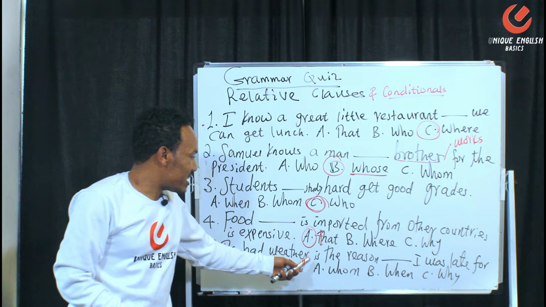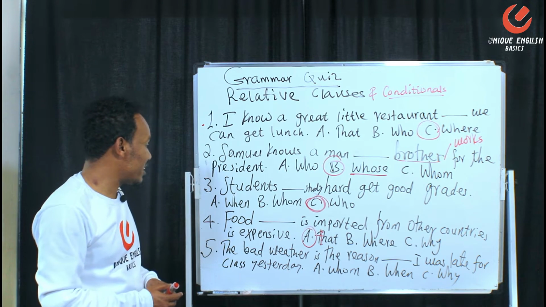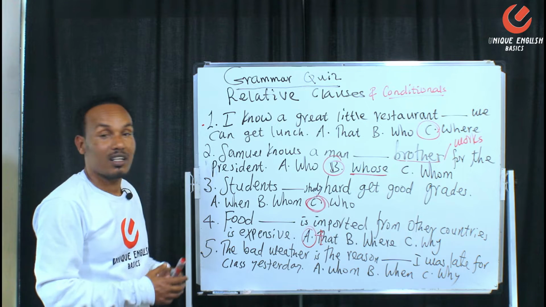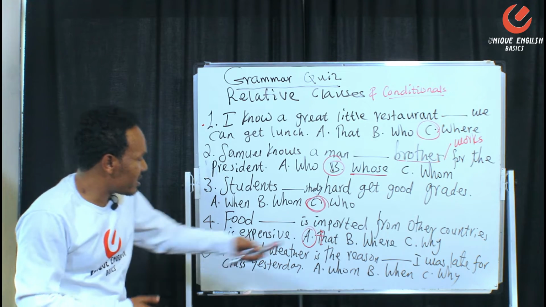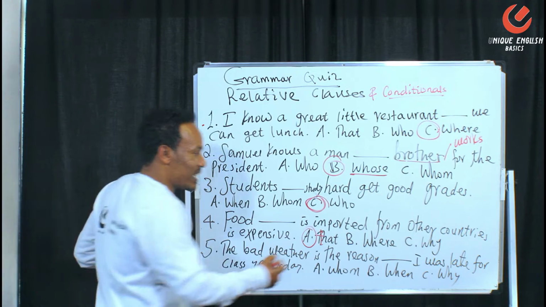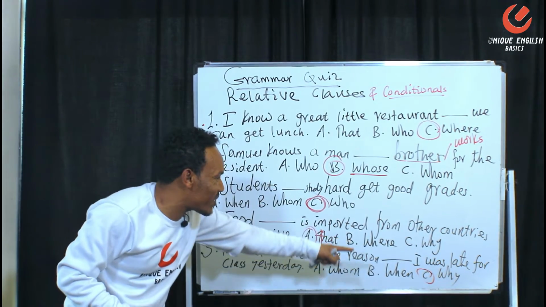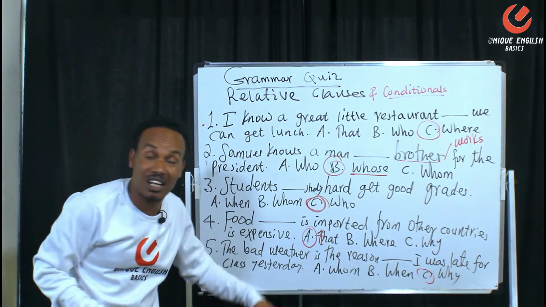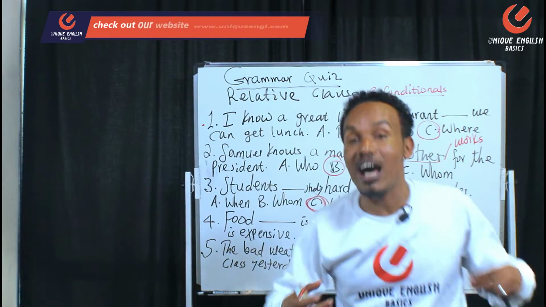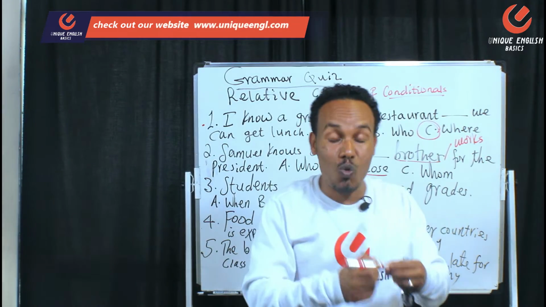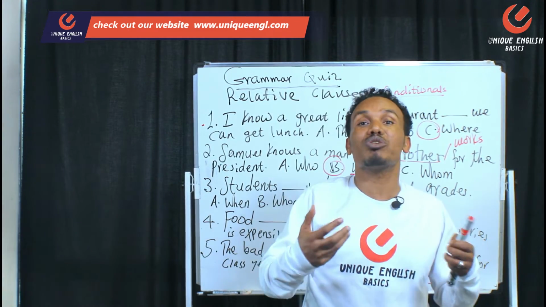So let's see number 5. The bad weather is the reason, dash, I was late for class yesterday. Whom, when, why? The reason. Yeah. Why? What's the answer? Why? We are explaining the reason why. Why were you late for class yesterday? Because of what? The bad weather. We are giving an explanation why someone was late because of the bad weather. Therefore, we need to use why.